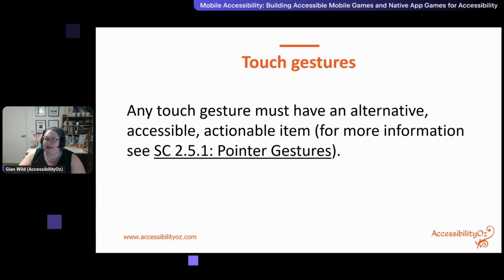So the requirement is touch gestures. Any touch gesture must have an alternative, accessible, actionable item. For more information, see Success Criterion 2.5.1 pointer gestures. So this is very similar to WCAG 2.1 requirement, the Success Criterion 2.5.1, but we have detailed it in this methodology as well. So what is a touch gesture?